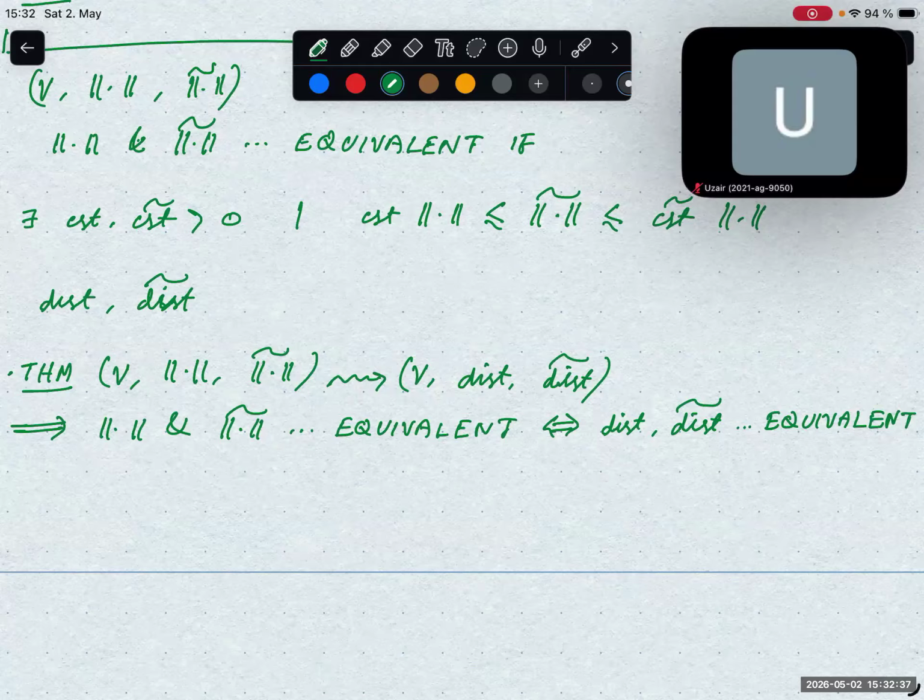Okay, so that means once we have a norm, then going from norm to distance or matrices is the same in this setting.